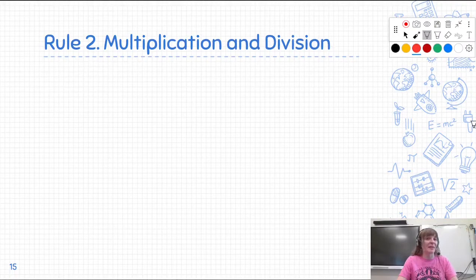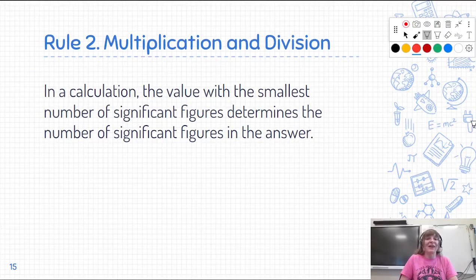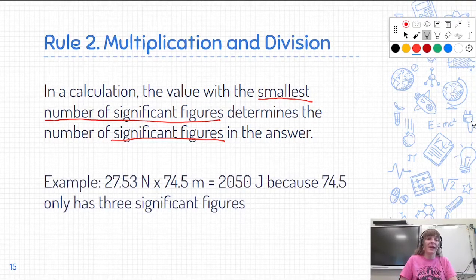When we talk about multiplication and division, it's a different story. In a calculation, the value with the smallest number of significant figures determines the number of significant figures in the answer. All right? Here's an example. So we have 27.53 newtons times 74.5 meters. So if we count the significant figures of these ones, we have 4 significant figures in this one right here. So we have 4 sig figs for this one here.